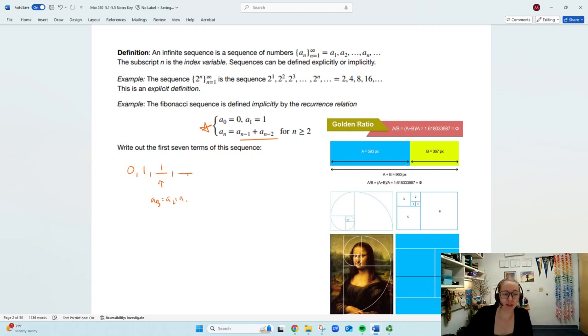So 0 plus 1 is just going to be 1. So now to find my fourth term, I'm adding together my previous 2 terms. 1 plus 1 is 2. 2 plus 1 is 3. 3 plus 2 is 5. 5 plus 3 is 8. And I think we're almost there. 8 plus 5 is 13.